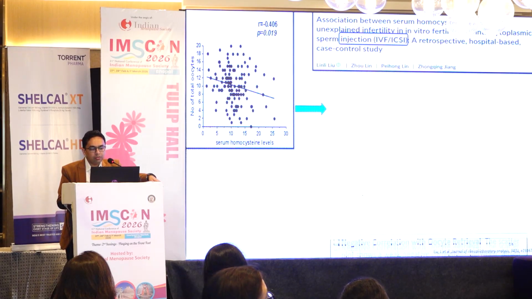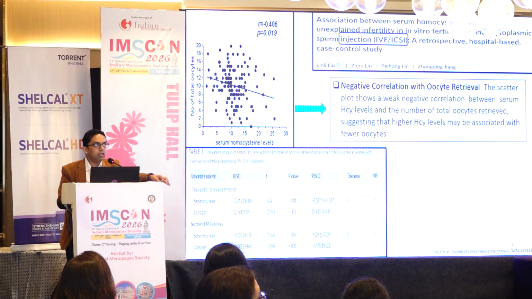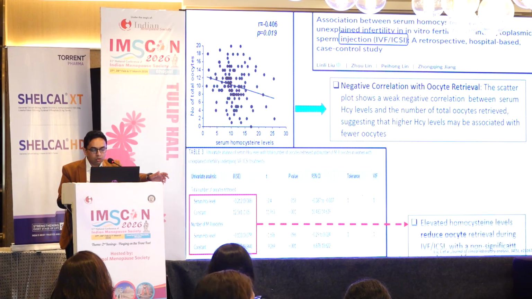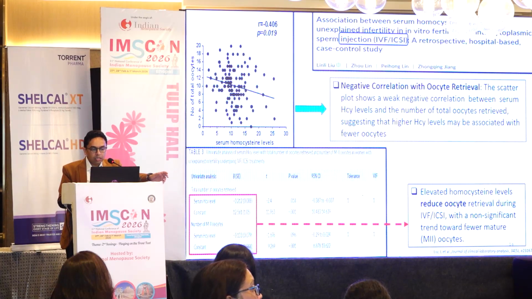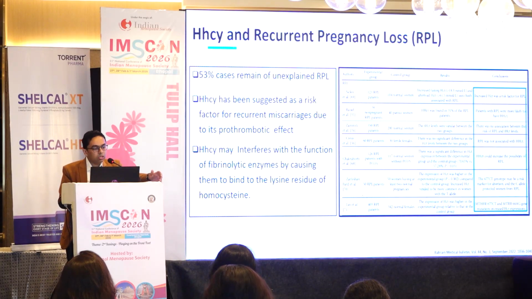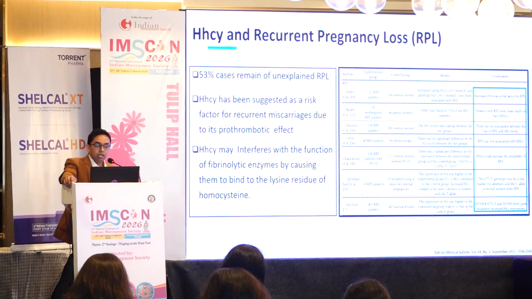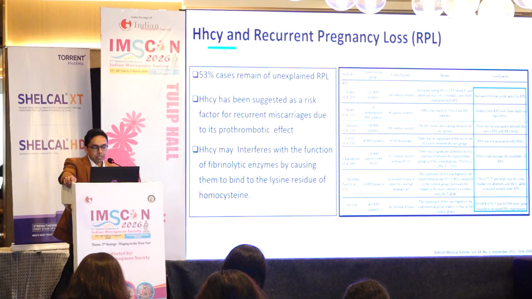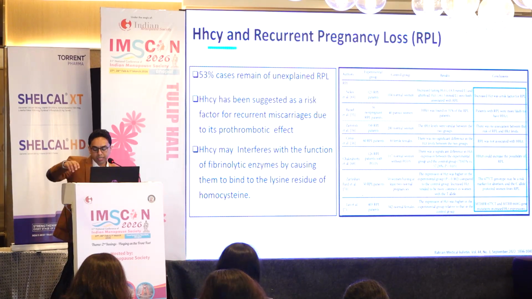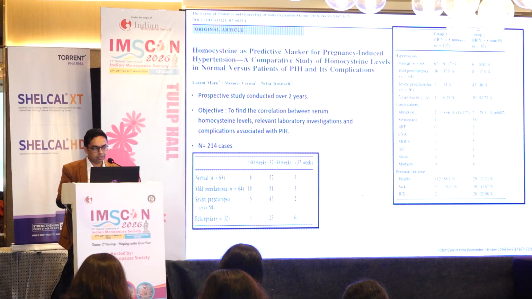And then even for IVF ICSI, there is a negative correlation of a higher level of homocysteine with oocyte retrieval. The pathophysiology remains the same, which I have already dealt with earlier, and this leads to poor outcome. Then recurrent pregnancy loss. This is a meta-analysis, and almost 50% of recurrent pregnancy loss is unexplained, and there may be a role of homocysteine in this, as this is a risk factor for miscarriages, and it affects the fibrinolytic enzyme which plays a role in pregnancy.